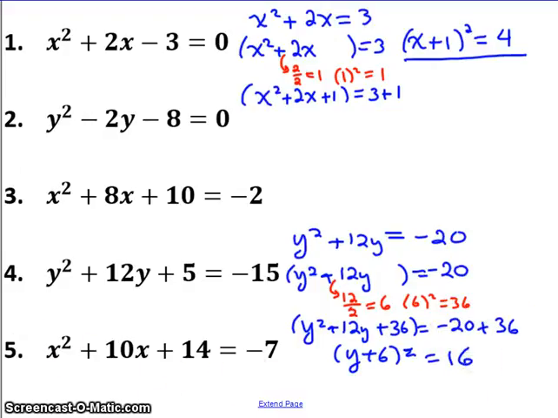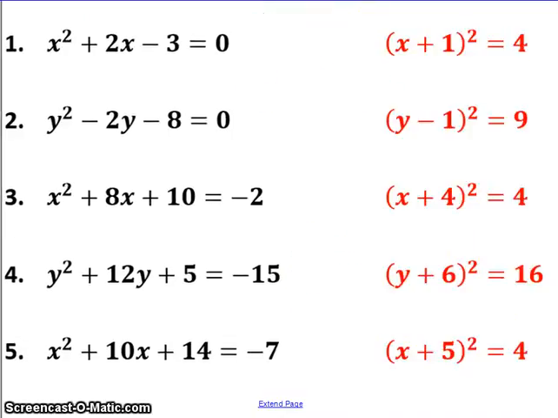So I'm going to pause the video here and give you a few seconds to go ahead and stop the video and try to solve the rest of the problems, and then I'll put up the answers in a few seconds. All right, and so here are the answers to the two problems that I worked plus the rest of the problems. So hopefully you got these answers as well. And we'll continue on with a couple more videos on completing the square for the conics and graphing them.